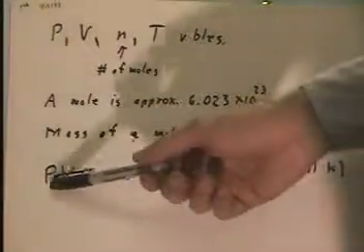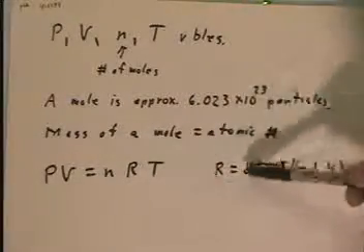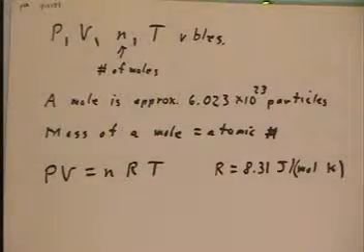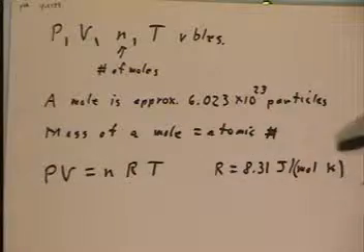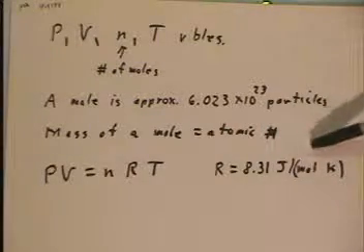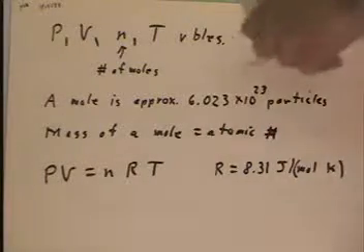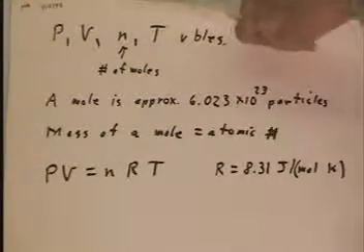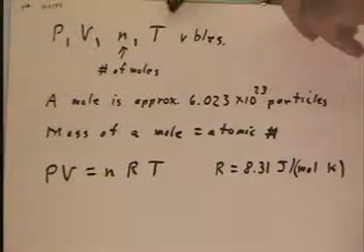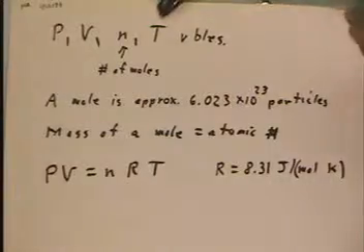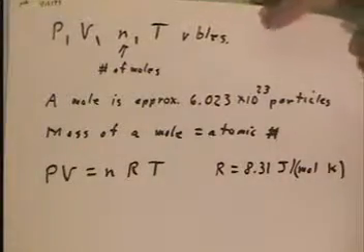Okay, in any case, we have the law that says PV equals nRT, and we're going to talk about how to interpret that a little. R is just a constant. It's always the same. It's 8.31 joules per mole Kelvin. And incidentally, temperature is absolute temperature. It's Kelvin temperature measured from absolute zero, not Celsius temperature.